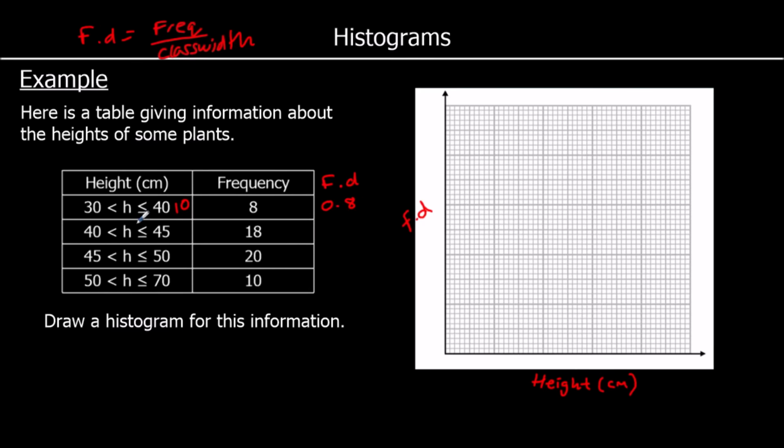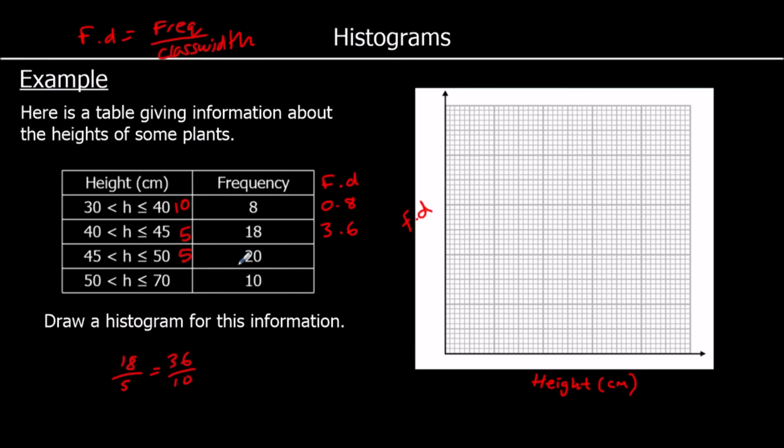0.8. The next bar is only 5 wide. 40 to 45 is 5. So the frequency density is going to be 18 over 5. If I double top and bottom, that's 36 over 10, which is 3.6. For the next bar, again it's 5 wide. 45 to 50 is 5. The difference between 45 and 50, that's the width of the bar.